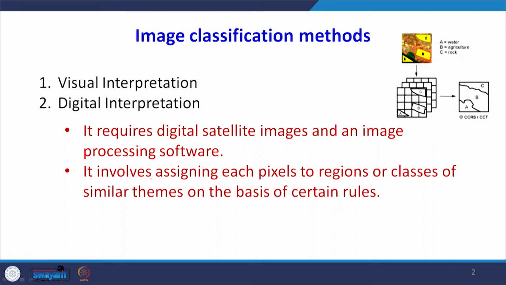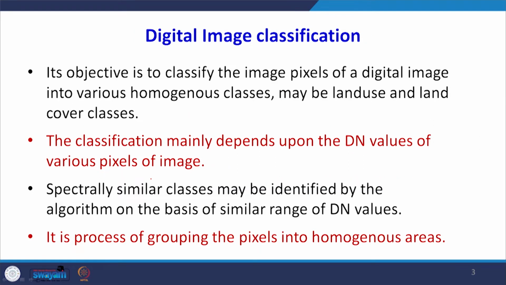Now what does it involve? It involves actually the DN value of the pixel. Pixel by pixel, it will take the DN values into consideration and then carry out some kind of mathematical transformation and decisions on the DN values, so that they could be classified into certain classes based on certain knowledge, based on certain rules. So this is what you are doing in digital interpretation or classification from the satellite image.